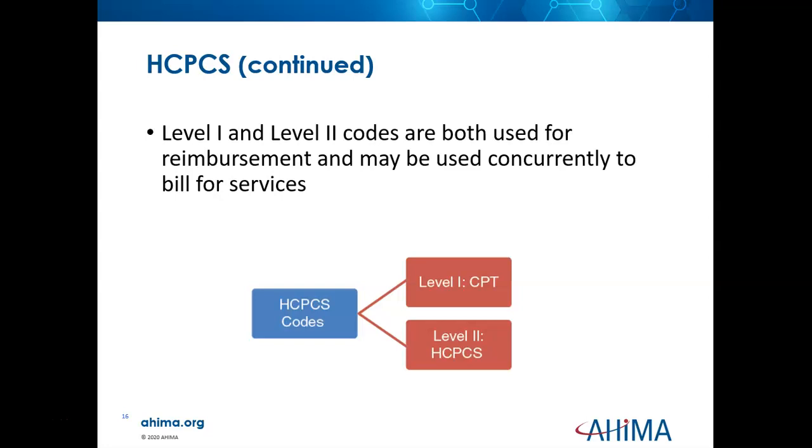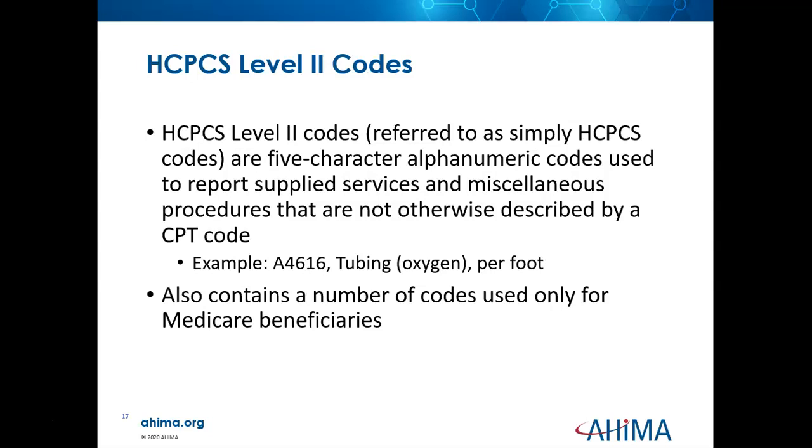CPT identifies all of those professional services. HCPCS are going to be identifying other things such as supplies. And again, Level 2, we'll just refer to that as HCPCS from here on out. They are 5-character alphanumeric codes. They always start with a letter and then 4 numbers. You can see the example on the slide: A4616 for tubing, oxygen, per foot. This would be for oxygenated wound care of a wound on a foot.